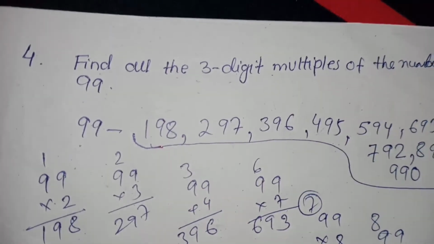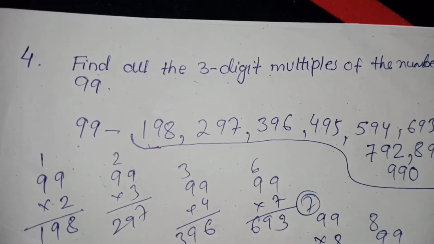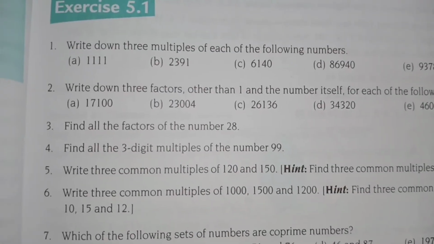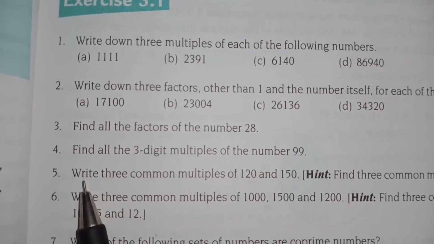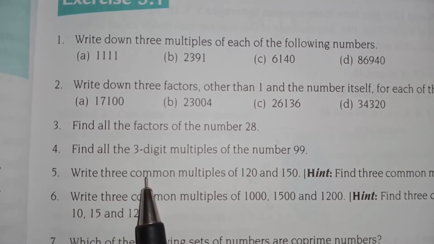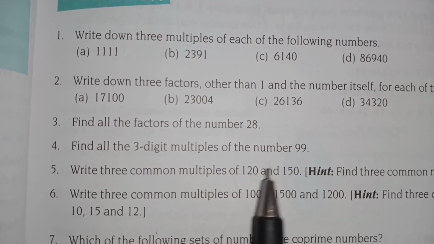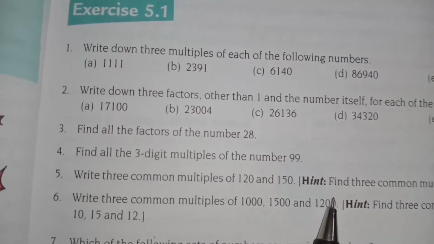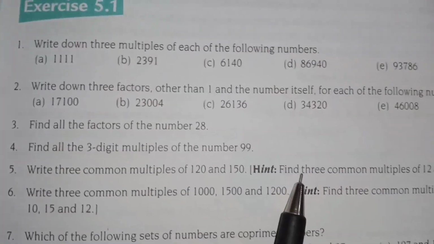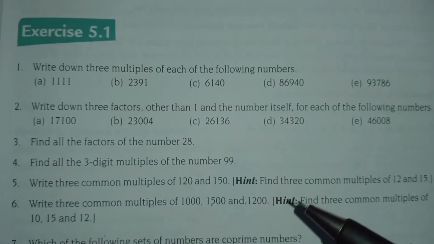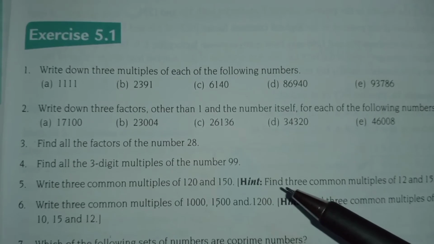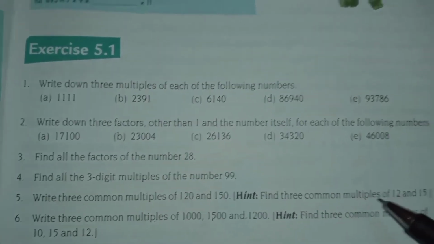Now let us see question number 5. I am doing question number 5 as the last question. What is the question? Write 3 common multiples of 120 and 150. Now see here, one hint is given: find 3 common multiples of 12 and 15.